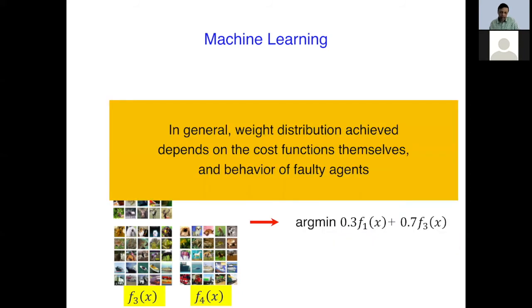In general, the weights that we end up with, even though we cannot compute them explicitly, that weight distribution will depend on the cost functions themselves, meaning the cost functions of the good agents, F1, F3, F4, and also the behavior of the faulty agents.